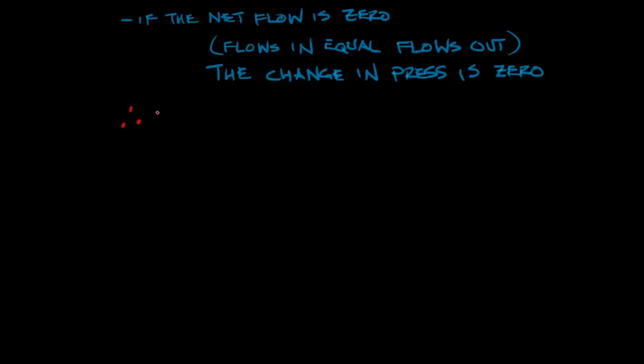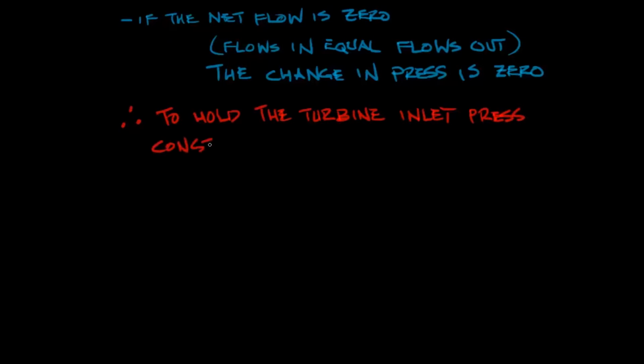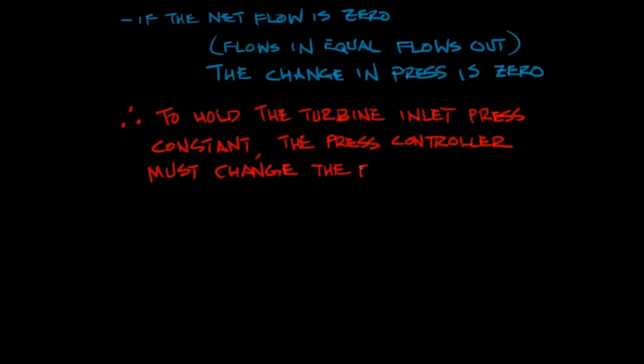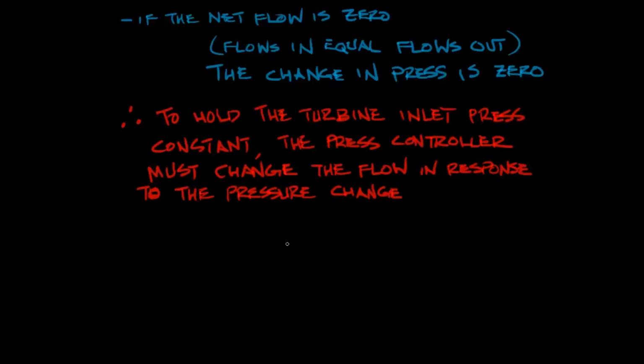So to summarize that, if you want to hold the turbine inlet header pressure constant, you've got to react to the changes in the inlet flow by making an equal change at V1 of the steam turbine. So the pressure controller has to change the flow through V1 in response to pressure changes in the header.